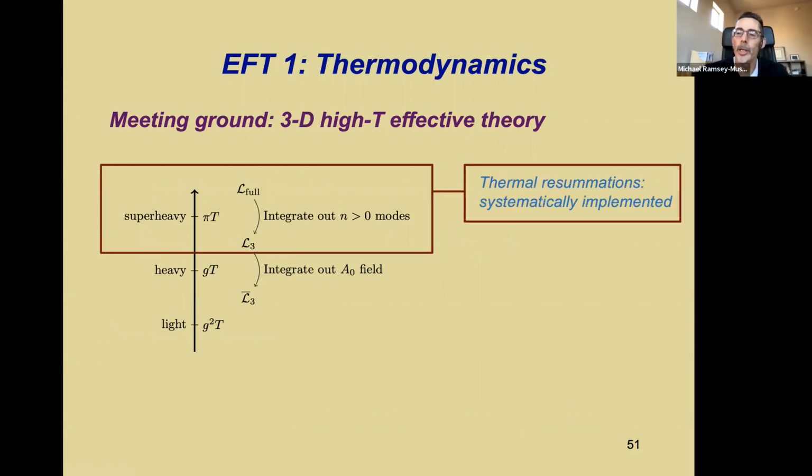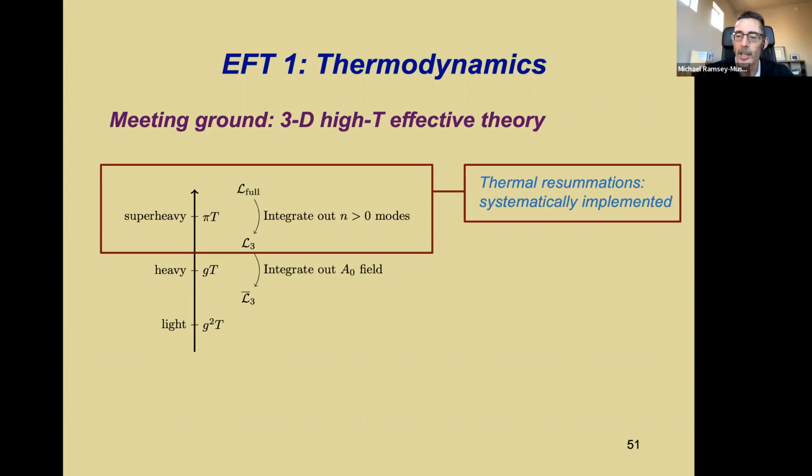And an important point that I wanted to make is that in this first step, in integrating out the non-zero Matsubara modes, this systematically implements the daisy resummation. And therefore, depending on the loop order one works to, one can systematically improve it in a way that's much more straightforward, I think, than trying to do it by hand in the conventional setup.